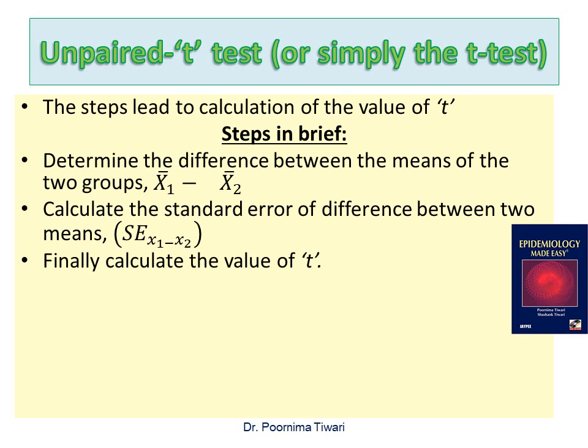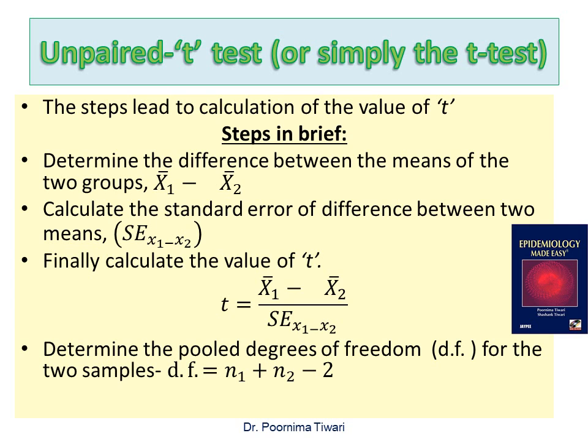Finally, calculate the value of t, which is the actual difference between the means, x1 minus x2, divided by the calculated standard error of difference between two means for the given two groups. Next, we determine the pooled degrees of freedom for the two samples, which is calculated as n1 plus n2 minus 2. n1 is the number of individuals in the first group and n2 is the number of individuals in the second group. n1 plus n2 minus 2 is the degree of freedom.